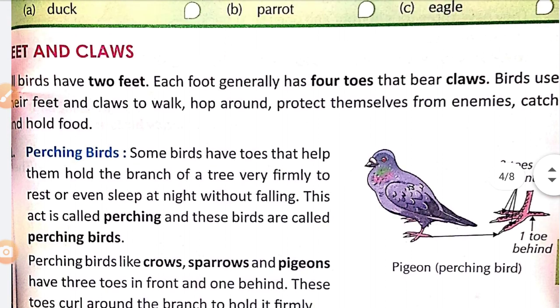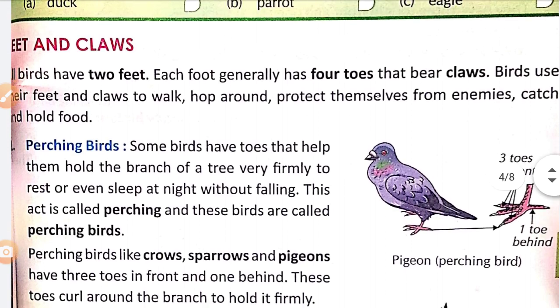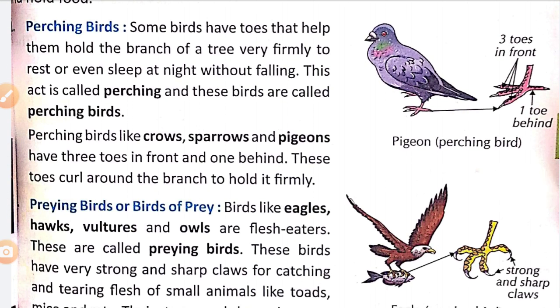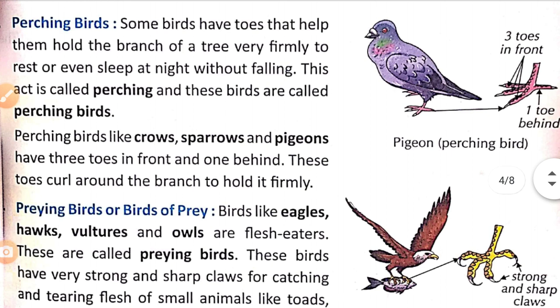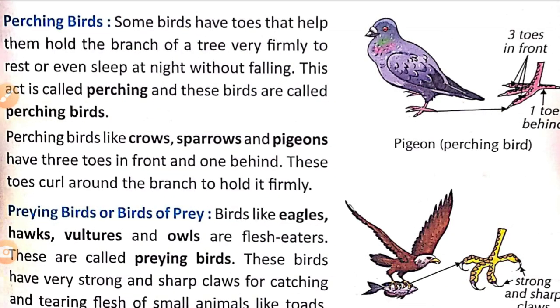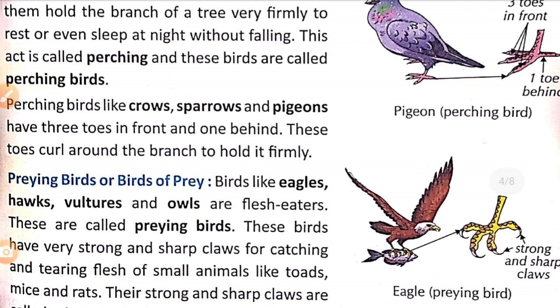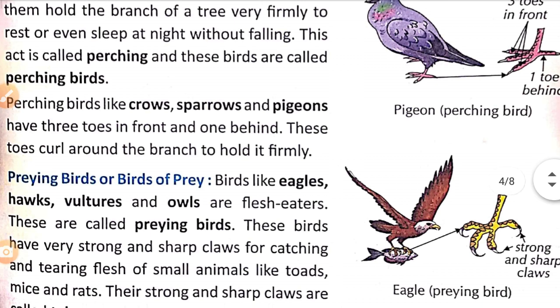Now, students, we have to see which are the types of these feet and claws. Perching birds. Some birds have toes that help them hold the branch of the tree very firmly to rest or even sleep at night without falling. This act is called perching, and these birds are called perching birds.